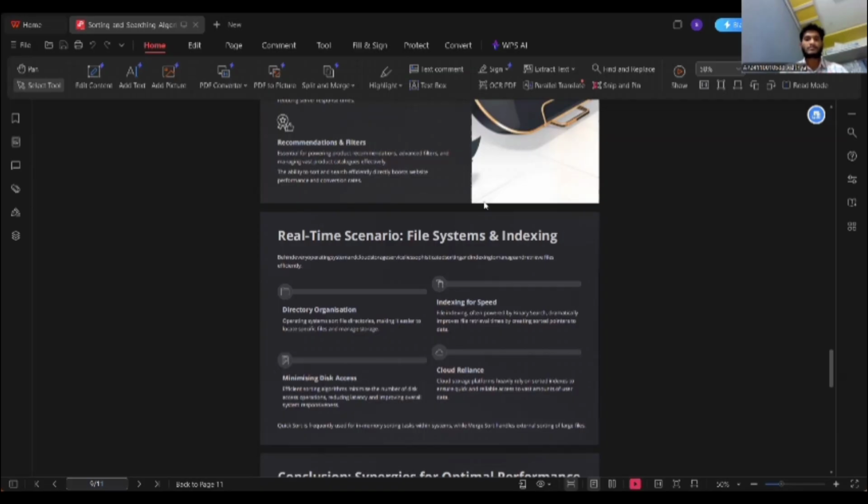Faster performance leads to a smoother user experience. Cloud storage systems rely heavily on indexing to handle massive volumes of data. They must deliver fast access regardless of user location. Sorted indexes ensure that data retrieval remains quick and reliable. Quicksort is often used inside systems for fast in-memory sorting. Meanwhile, mergesort is preferred for large datasets and external sorting.